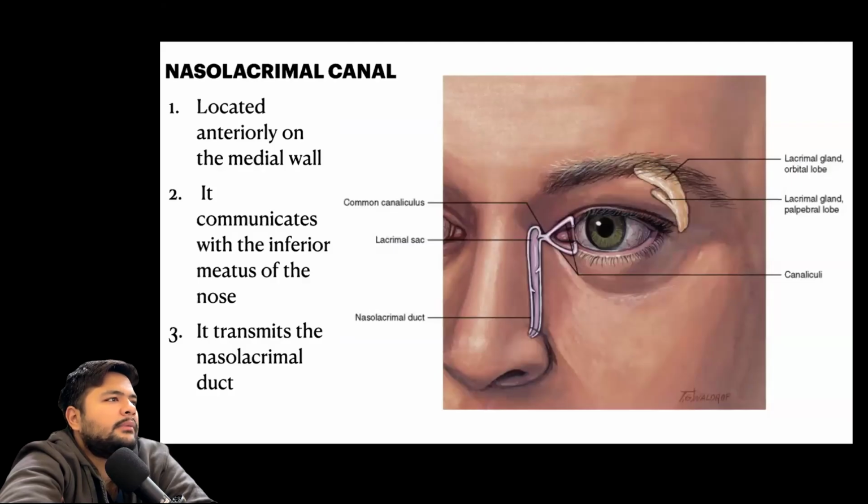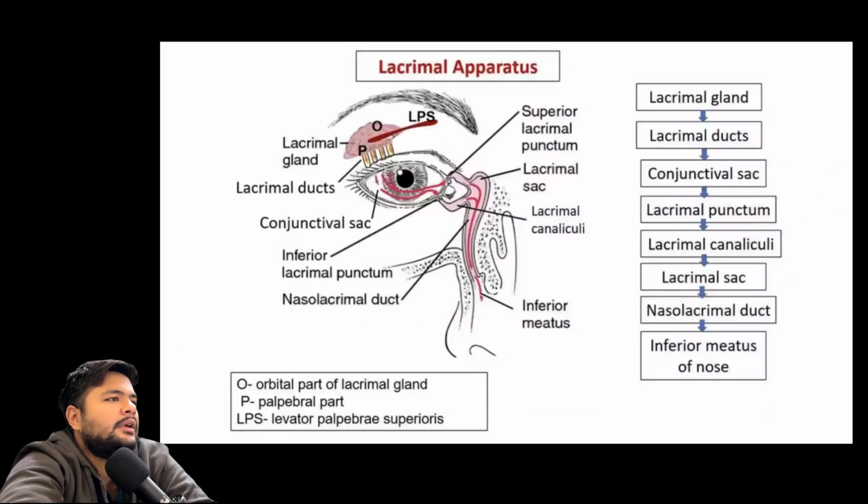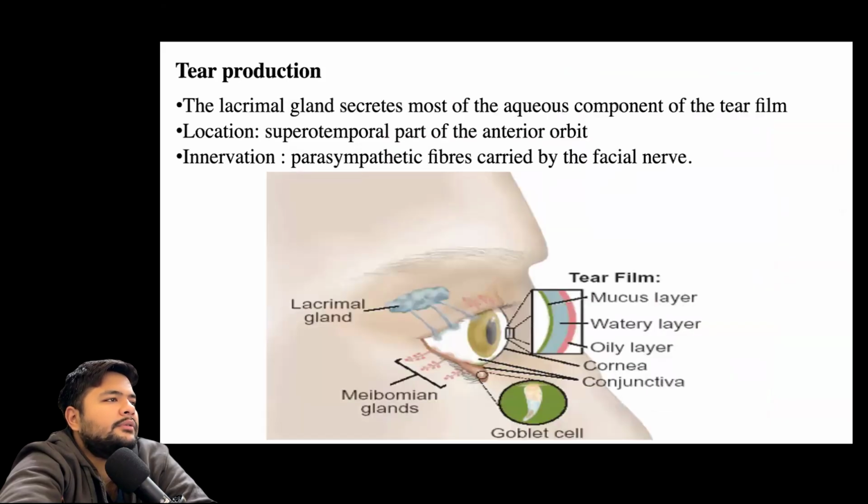Coming to the nasolacrimal canal, it is located anteriorly on the medial wall. It communicates with the inferior meatus of the nose. It transmits the nasolacrimal duct. So, as discussed earlier, the tears move from the lacrimal glands, lacrimal ducts, conjunctival sac, lacrimal punctum, lacrimal canaliculi, lacrimal sac, nasolacrimal duct, to the inferior meatus of the nose.